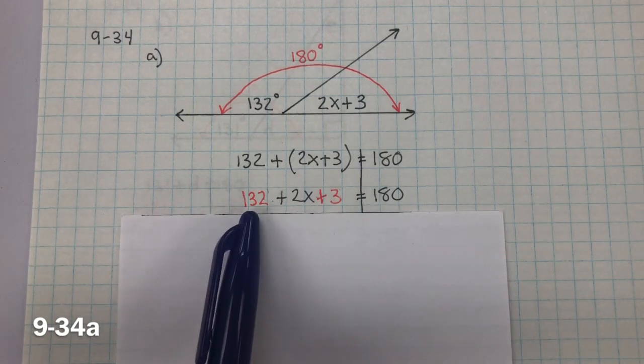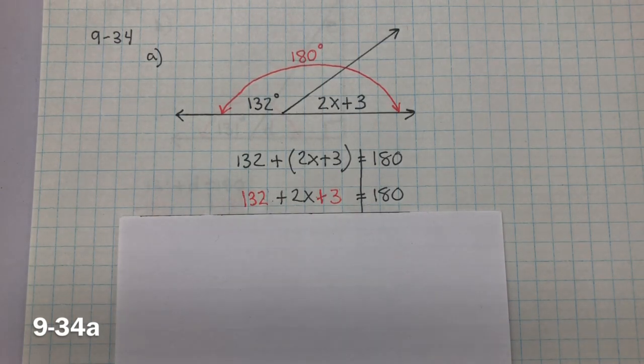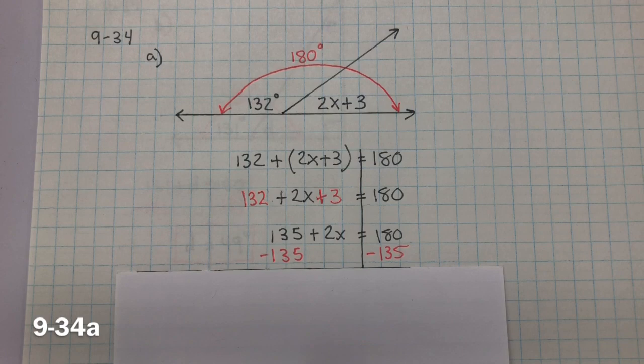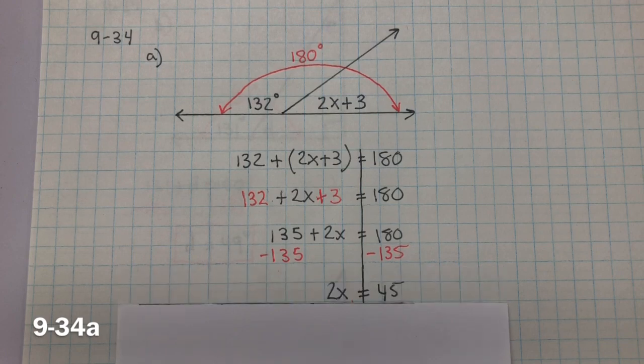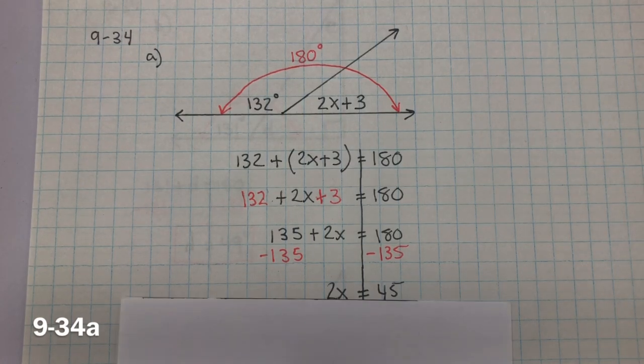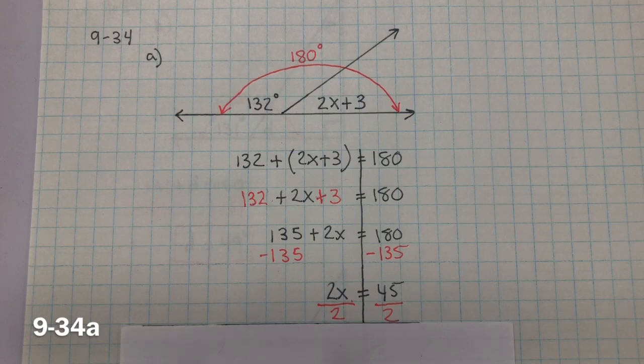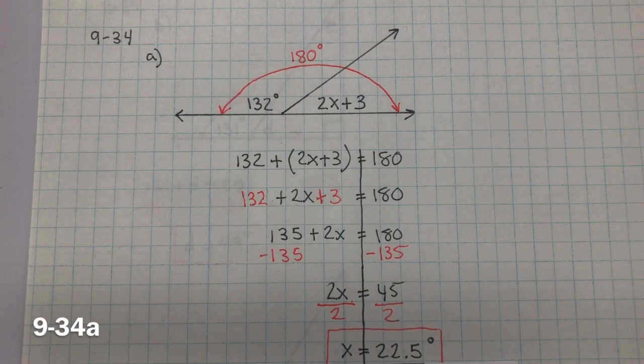So we're going to go ahead and combine like terms. 132 plus 3 equals 135. Inverse property of addition, subtraction. So we subtract 135 from both sides. And we get 2x equals 45. Inverse property of multiplication is division. We divide both sides by 2. And we get x equals 22.5 degrees.